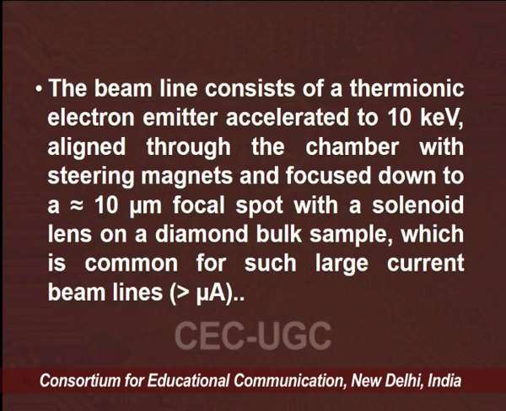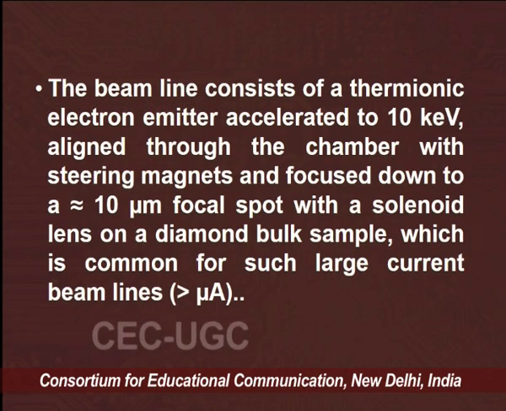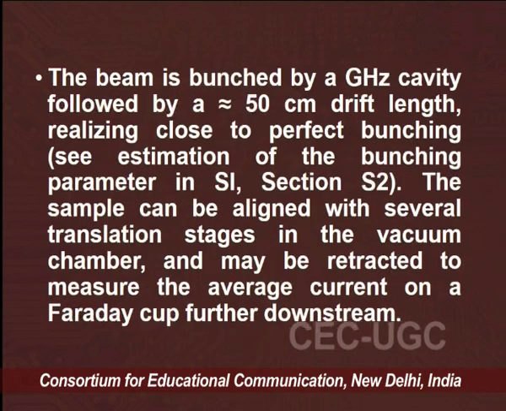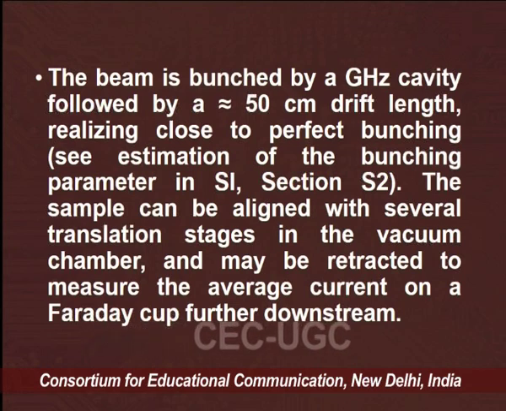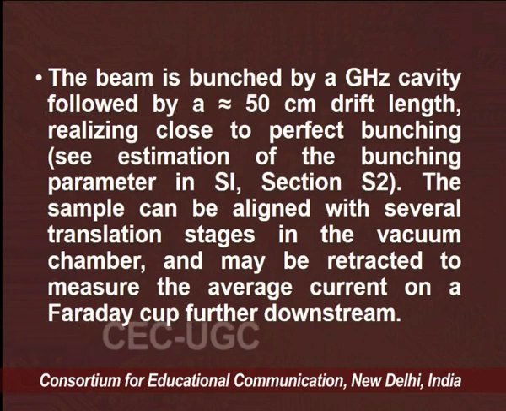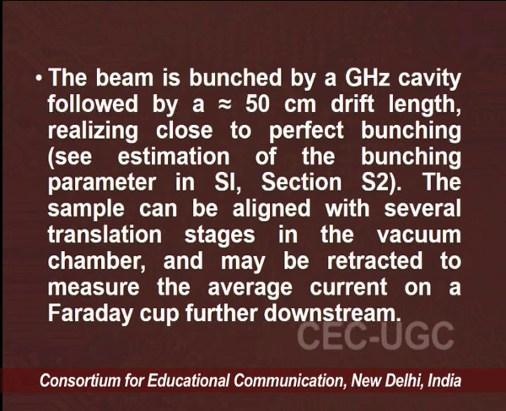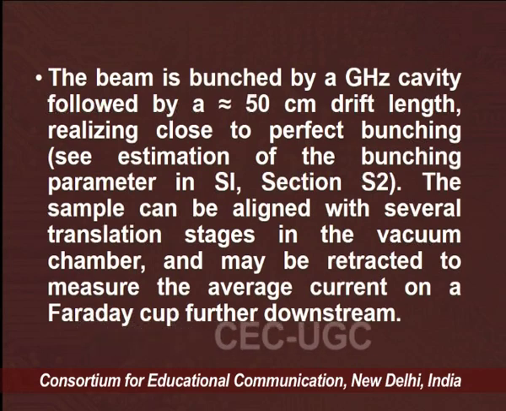So, which is common for the large current beam line, which is greater than a microampere. These can be used to detect the thermionic electron. The beam is bunched by the gigahertz cavity, followed by a 50 centimeter drift length, realizing close to perfect bunching. So the sample can be aligned with the several transition stages in the vacuum chamber and may be directed to measure the average current on a Faraday cup further downstream.